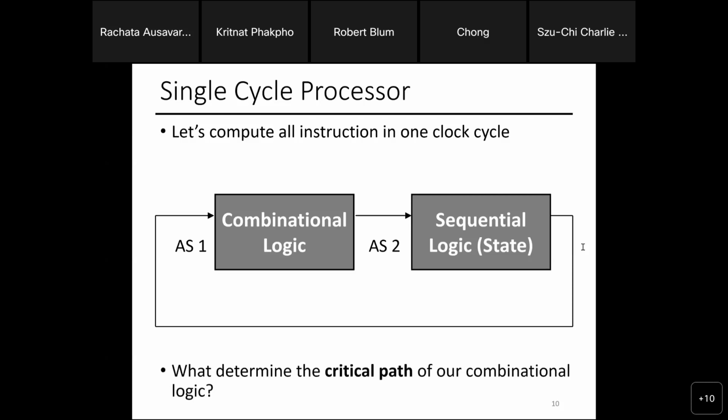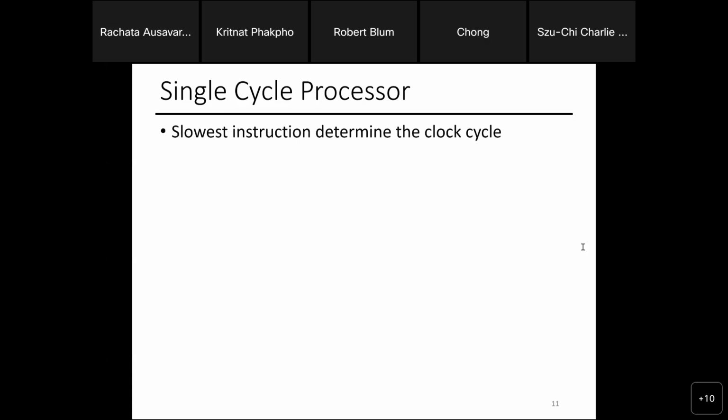Okay. Now, what determines the critical part of our combinational logic is basically the longest part of your diagram. So a single cycle processor, by the way, is basically the slowest processor design we used way back in the day. That's when we just invented a computer and said, okay, let's build it, do the first proof of concept, make sure it works kind of thing. The slowest instruction determines the clock cycle.